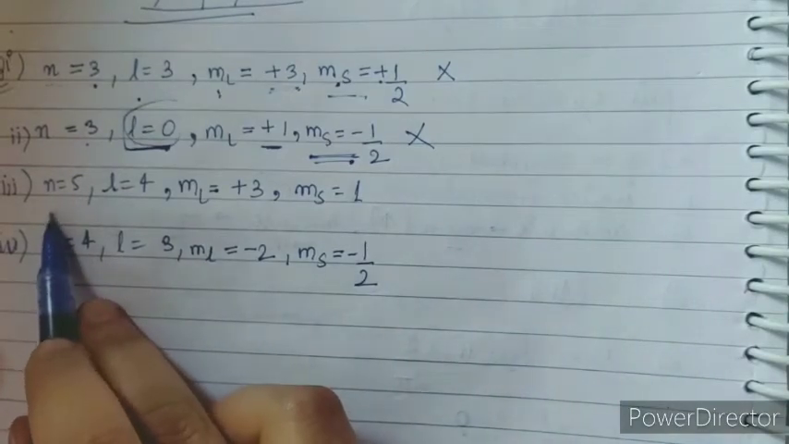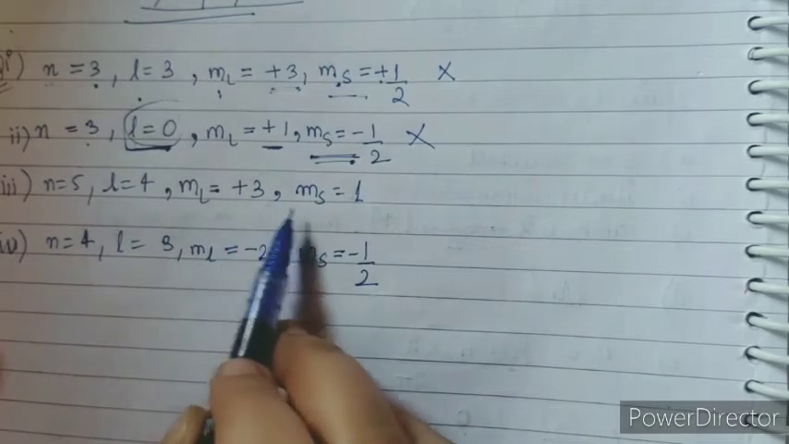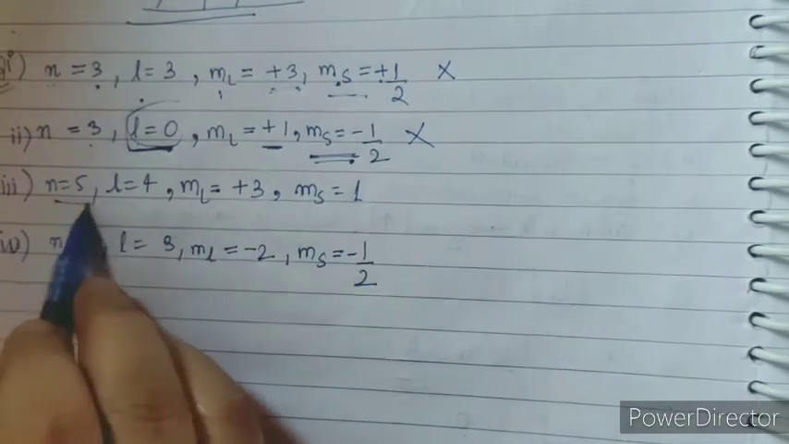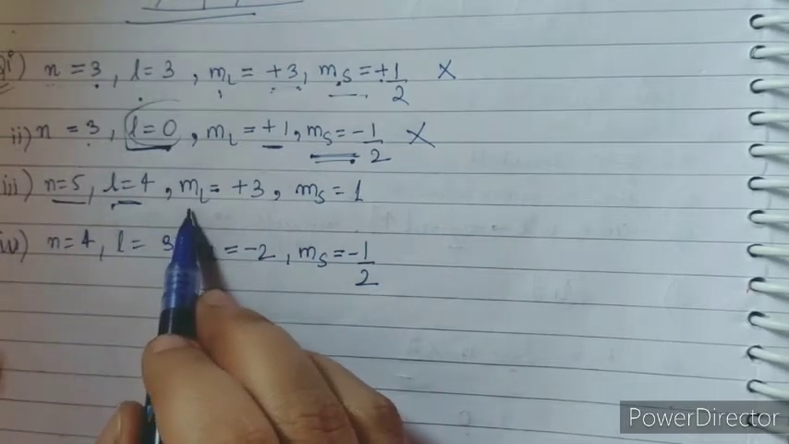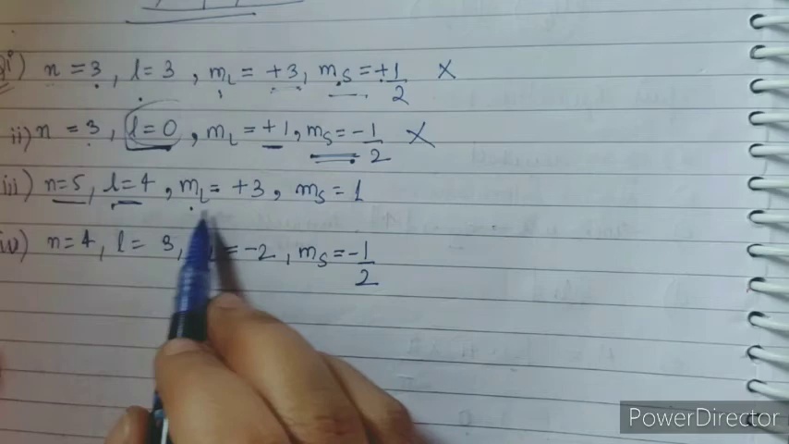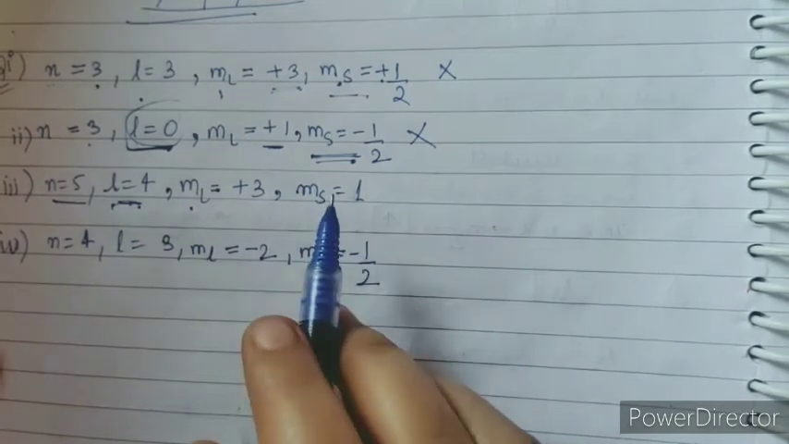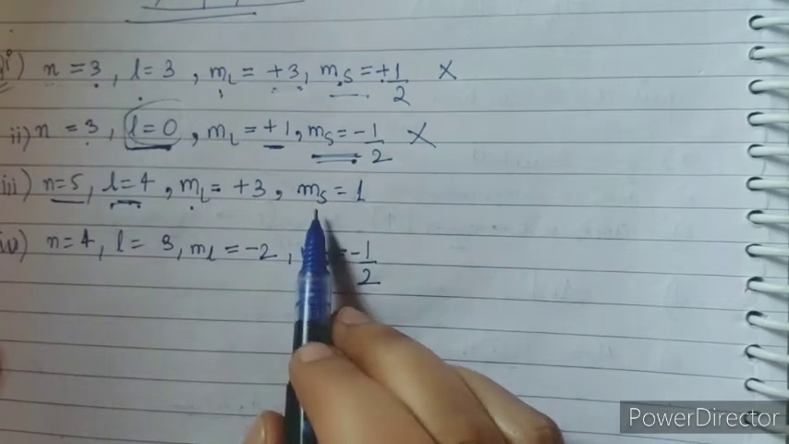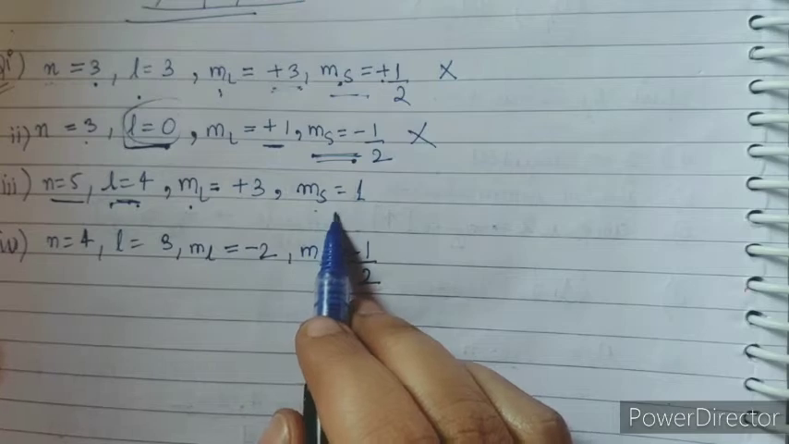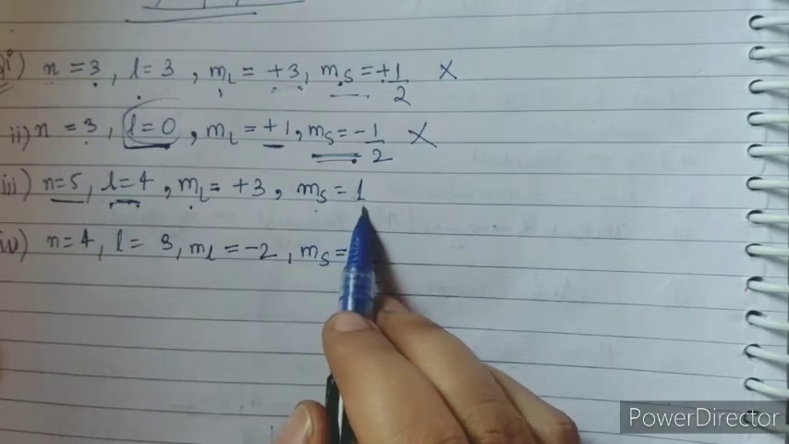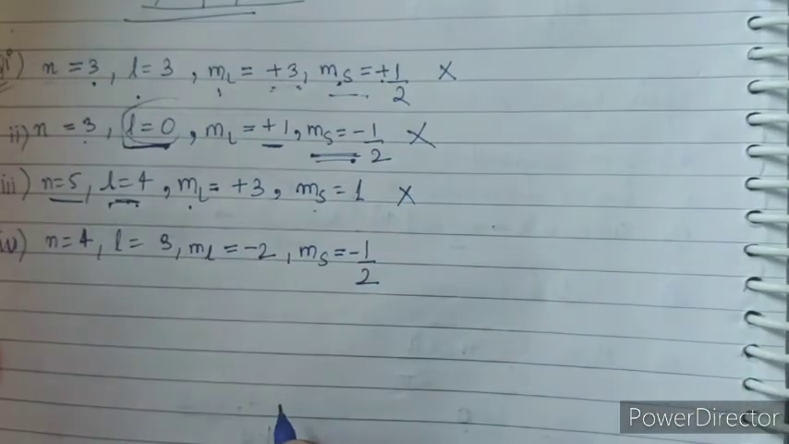The third is n equals 5, l equals 4, ml equals 3 and ms equals 1. Here n and l are different, so this is right. The value of ml is also smaller than the value of l, so this condition is also fulfilled. But the last one is ms equals 1, and we know that the spin quantum number is never equal to 1. It will be plus half or minus half. So this condition is also wrong.